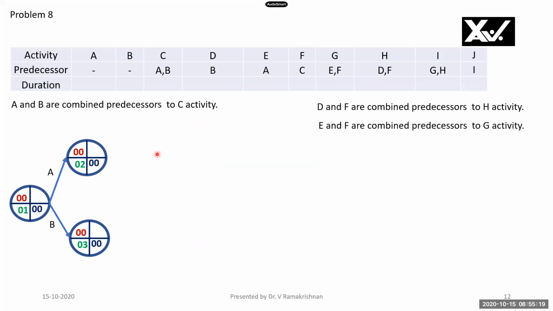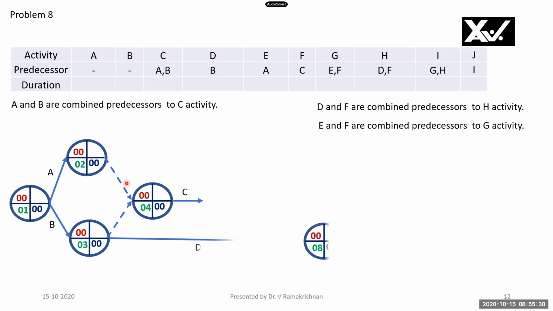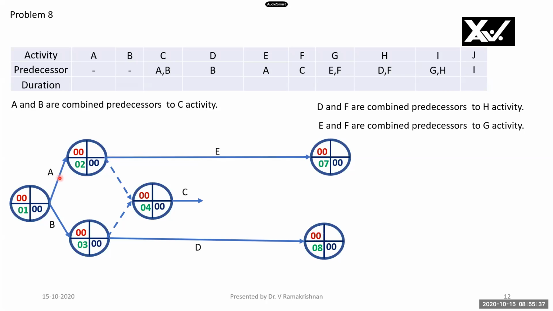Now, problem 8, we will see. A and B are starting activities. C has A and B as combined predecessors, but I'm using two dummy activities for a reason. Please note, D has B as a lone predecessor, and similarly, E has A as a lone predecessor. That's why I used two dummy activities. So A and B are combined predecessors as well as lone predecessors. C has combined predecessors A and B.